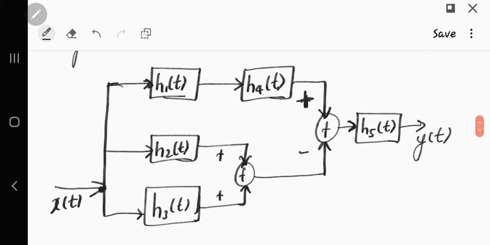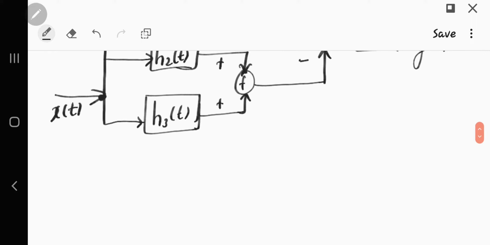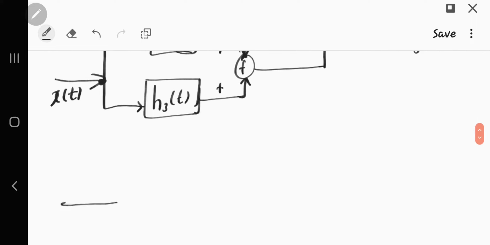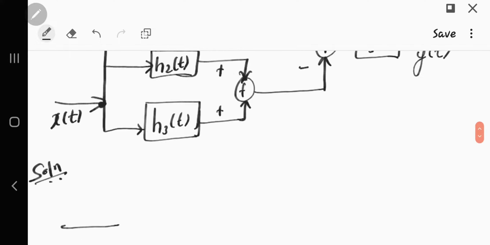Now if you look at this, we have two systems connected in parallel. Try to minimize the ones connected in parallel first. For these two systems the input is x of t only, so the impulse responses are connected in parallel. So if you minimize this using the parallel connection, the system will look like this.